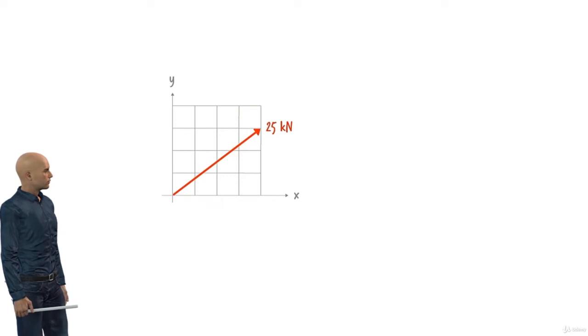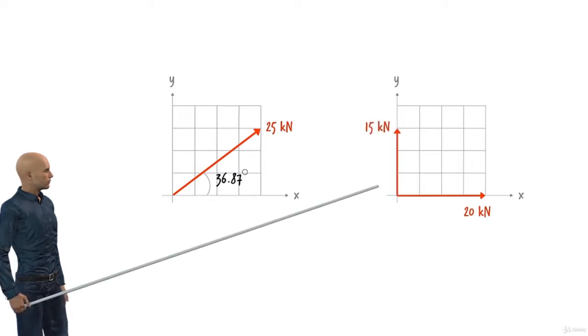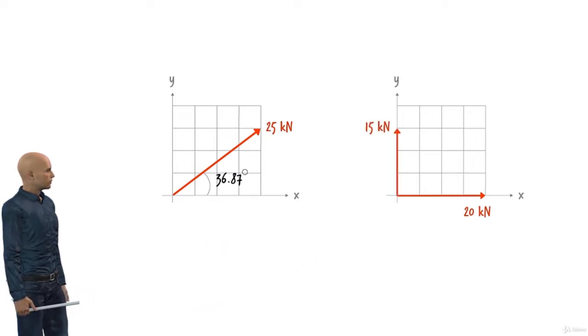Here is a force vector having a magnitude of 25 kilonewtons. The vector makes a 36.87 degree angle with x-axis. Since the vector lies in an xy plane, it can be represented using a vector along x-axis and a vector along y-axis, like this. We often want to represent vectors in terms of their x and y components because it makes vector addition simpler. But how do we go from here to here? How do we determine the magnitude of these two component vectors?